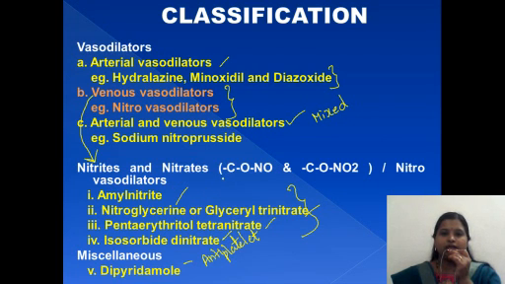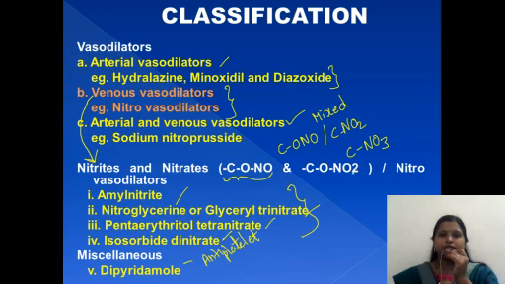Nitrites are usually written as C-ONO or C-NO2, and nitrates are commonly written as C-ONO2 or C-NO3 forms. So these nitrites and nitrates are the CNO2 and CNO3 forms, and hence they are called nitrovasodilators. Let us go into detail about the mechanism of action.